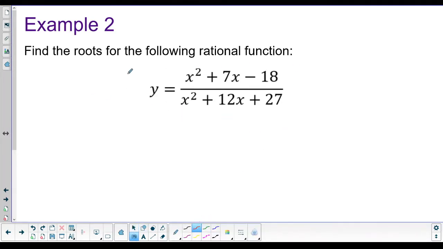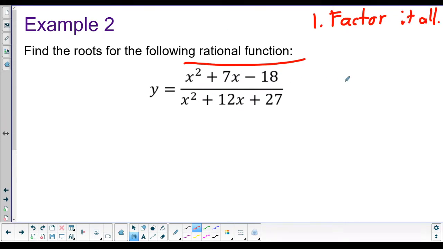All right. So to find the roots for this function, you're going to go, Barton, this is even worse than the last one. It's a fraction and it's not factored for me. So the very first thing, step one, that you want to do on all these rational functions is just factor everything. Factor it all. Factor that thing to death. So we're going to look at the top first and then we'll look at the bottom. Factoring here, we need two numbers that multiply to negative 18 and add up to 7. So this is going to be x plus 9 and x minus 2.